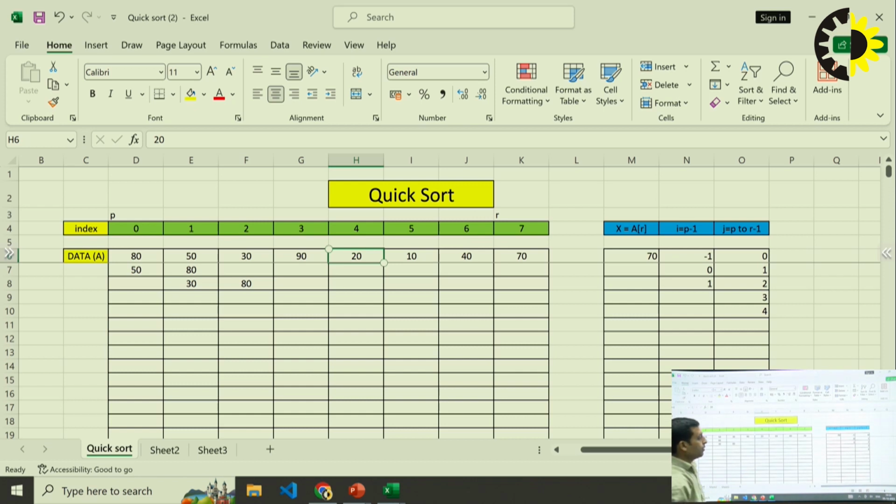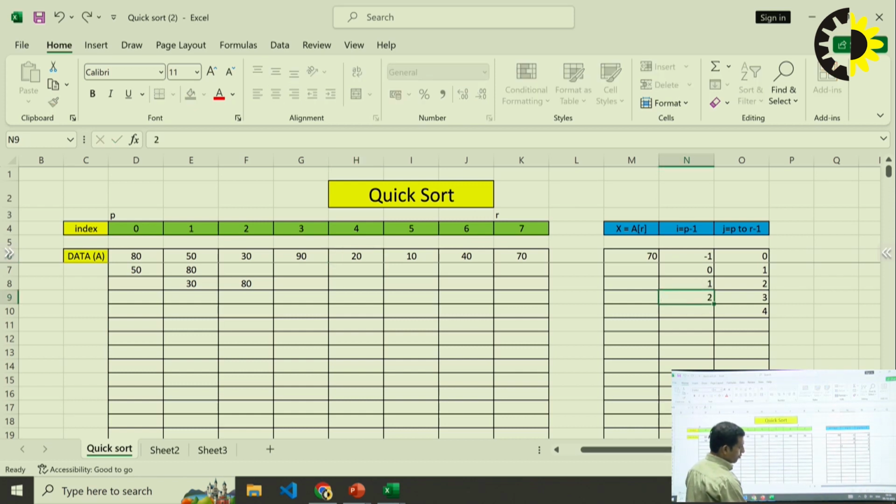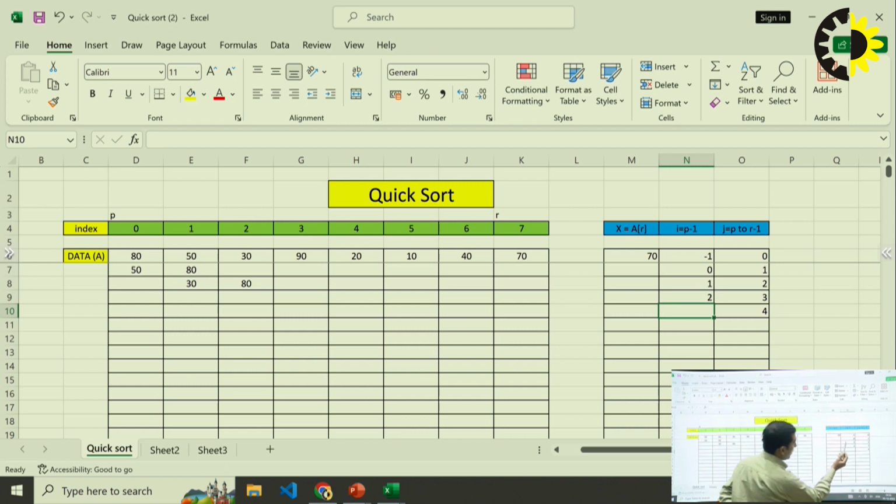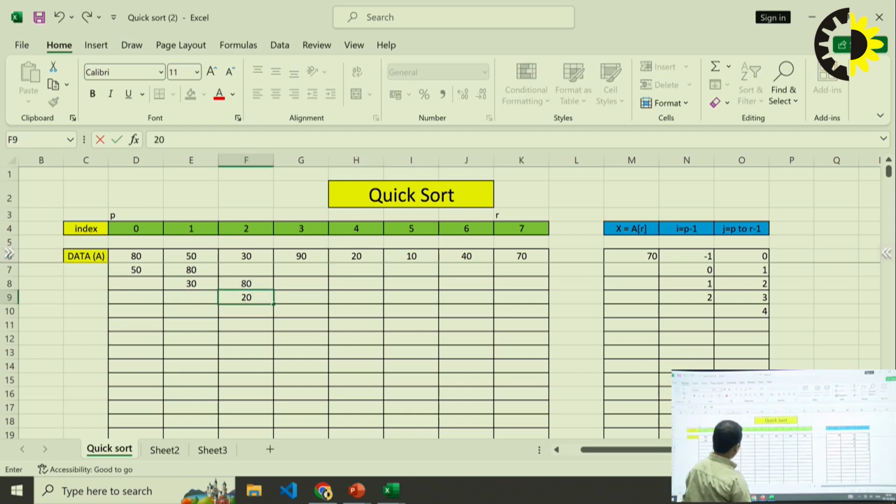Again increment the I. Incrementing I means 2, and swap the elements indicated by I and J, meaning the second index element and the fourth index element. The second index element is this, and the fourth index element is 20. So 20 will come here and 80 will come here.